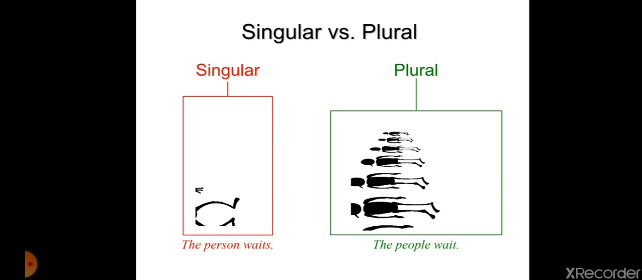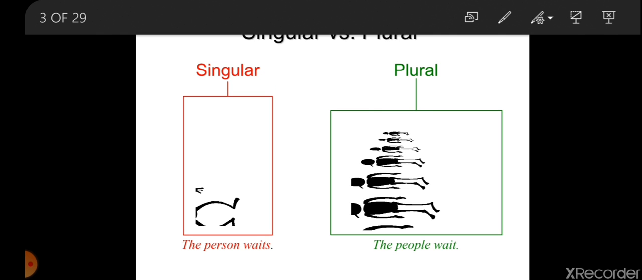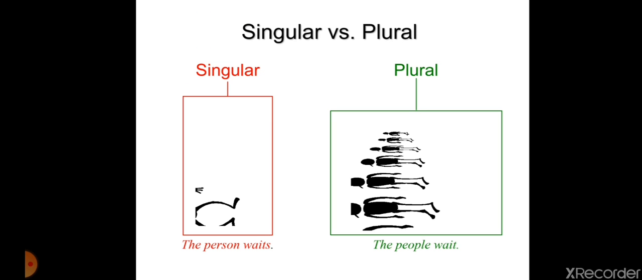Singular versus plural. See, through the picture you can easily understand. The person waits. The person is singular. The people wait. Here, since it is a mobile application, the file has been opened and the picture is not clear. The person waits has only one man standing in the picture. The people wait. The people is a plural form, and therefore the plural verb wait comes together.